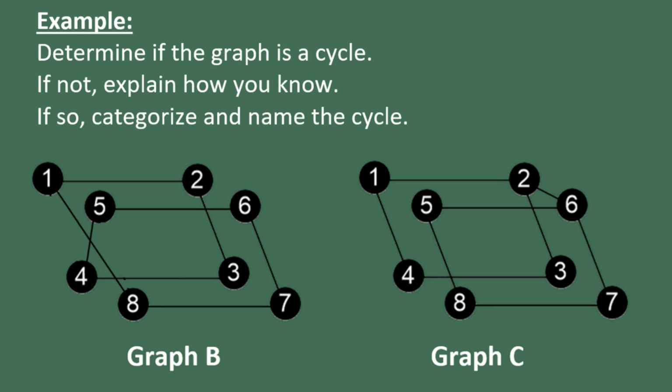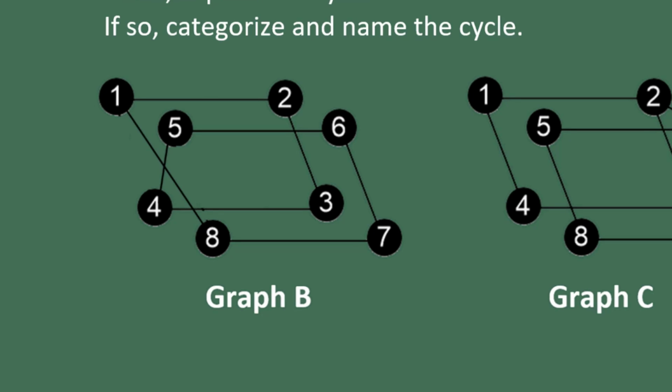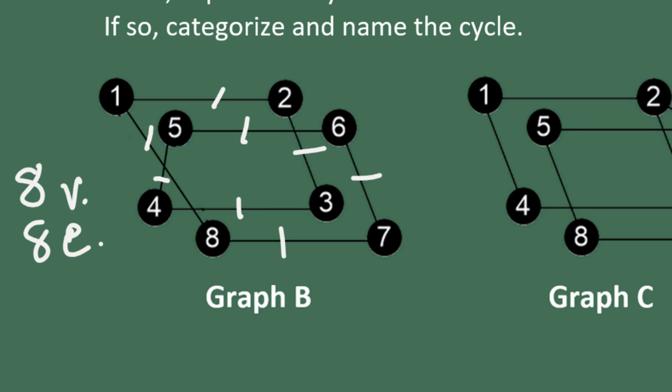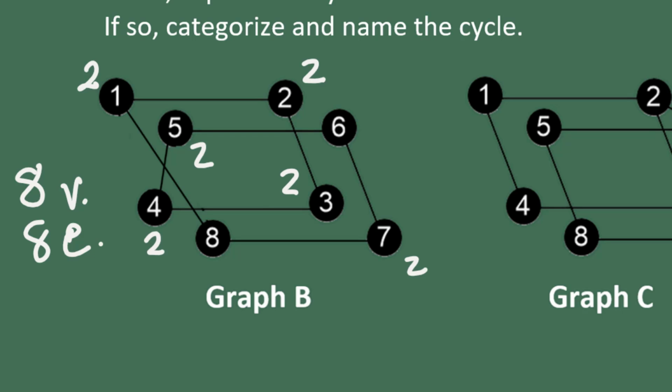One of the characteristics is that the number of vertices is equal to the number of edges. You can quickly see that there are 8 vertices in graph B, and there are 1, 2, 3, 4, 5, 6, 7, 8 edges as well. So far, so good. Now let's check to see if this graph has all vertices of degree 2. Vertex 1 does, vertex 2 does. In fact, all of the vertices have degree 2. So this is definitely a cycle.